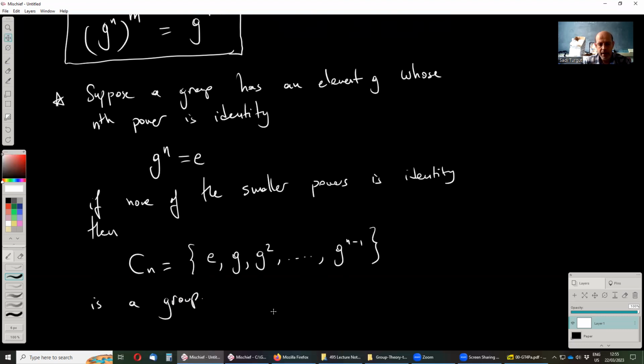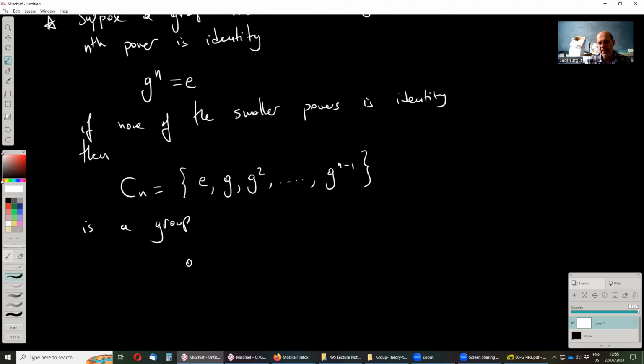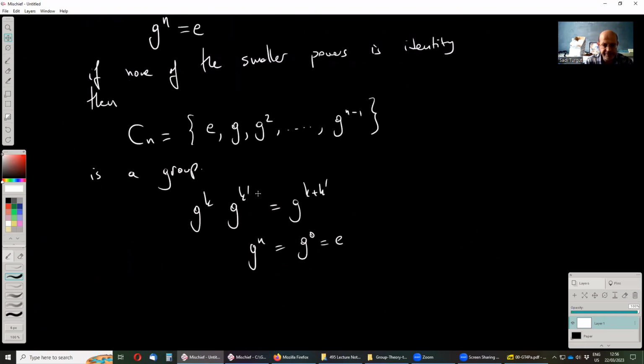Okay. This is a group where you have the property G to the K multiplied with G to the K prime is equal to G to the K plus K prime. But in here, I can do modulo n arithmetic because the nth power is equal to 0, right? G to the n is basically the same thing as G to the 0. They both give the identity. So in that respect, this group is actually isomorphic to Zn.